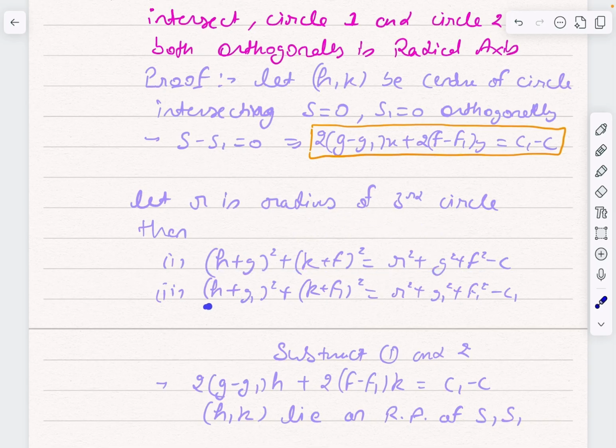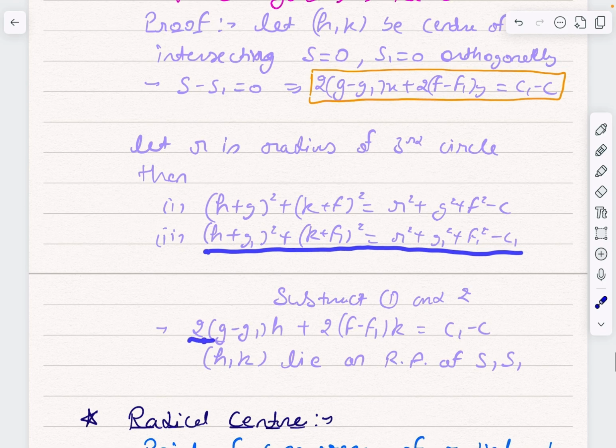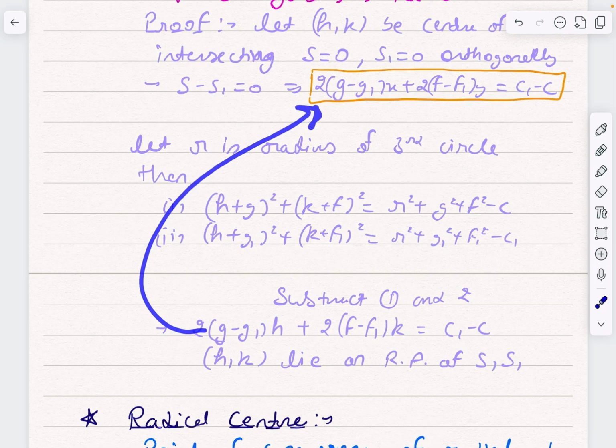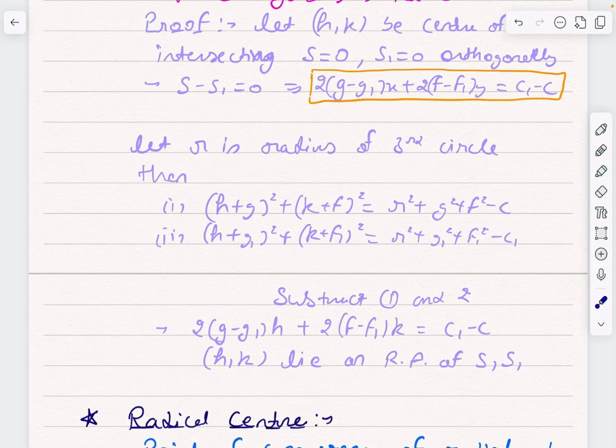Same for the second circle: (h plus g1) square plus (k plus f1) square equal to r square plus g1 square plus f1 square minus c. When you subtract them, you get 2(g minus g1)h plus 2(f minus f1)k equal to c1 minus c. You will see that if you put h comma k in this, it is nothing but the radical axis of S and S1. That means h comma k lies on the radical axis of S and S1.